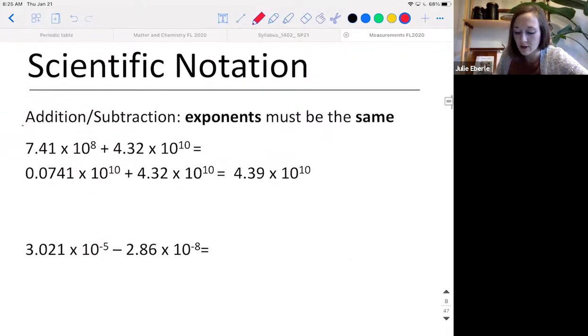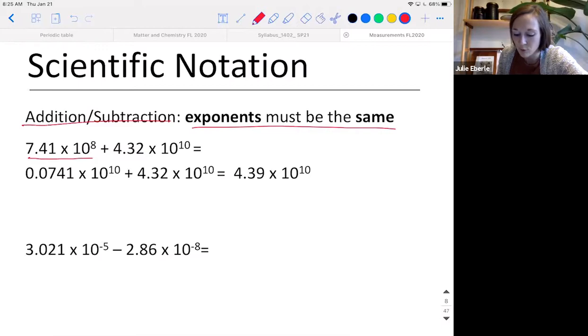Now we're going to look at how to do addition and subtraction, and then real quick we'll hit multiplication and division. All right, there's rules with these, so pay attention to these rules. For addition and subtraction, your exponents must be the same. All right, so let's look at this example problem.